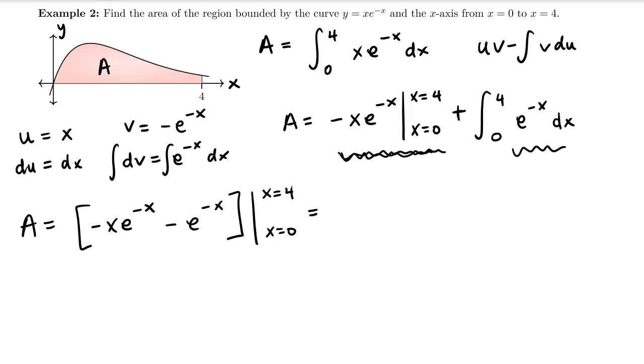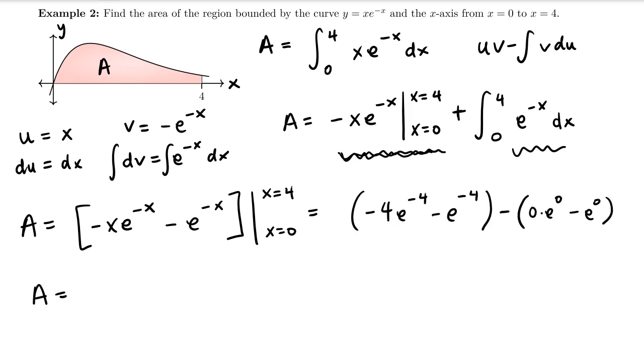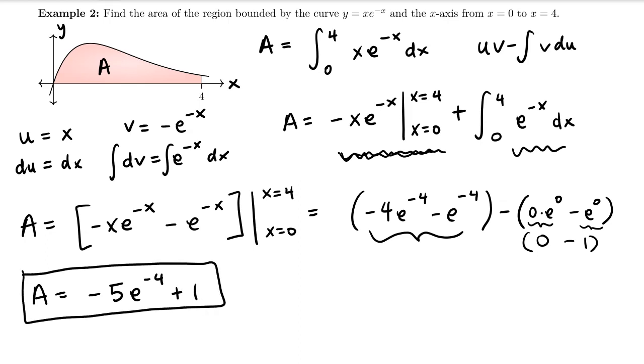So now I can start to plug in my limits of integration. So let's do that. I went ahead and I expanded that a bit. And so if we combine like terms in this first set here, we get negative 5e to the negative 4th power, and then we have minus, this thing becomes 0, e to the 0 is 1, so we're subtracting off negative 1, which becomes plus 1. And so this represents the area of our shaded red region and our final answer.